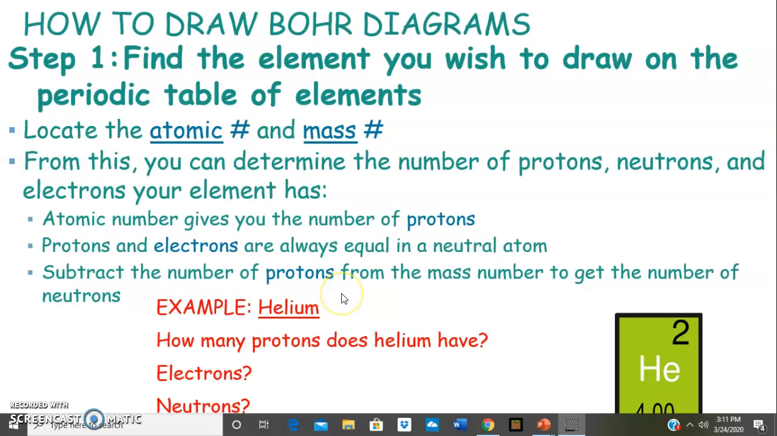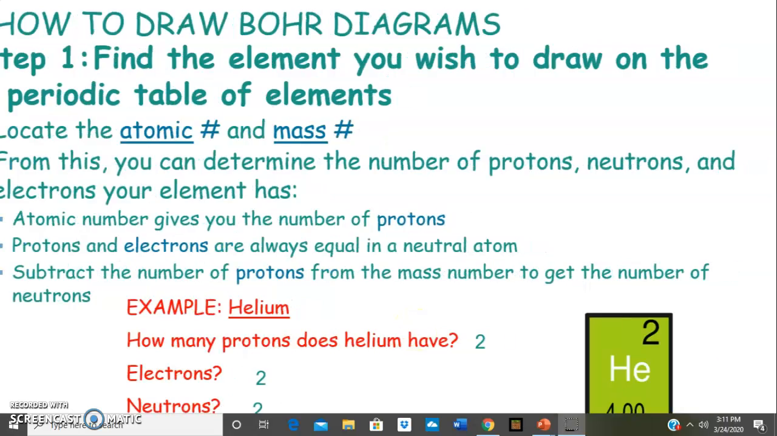So for example, we have helium. How many protons does it have? I look up in the corner for my atomic number. It's 2, so I have 2 protons. My protons and my electrons are equal in a neutral atom, so I have 2 electrons. And then my atomic mass down here is 4. If you remember, our atomic mass is our number of protons plus our number of neutrons. So if 4 is my atomic mass, 4 minus 2 leaves 2 neutrons. 2 neutrons plus 2 protons equals 4, my atomic mass.